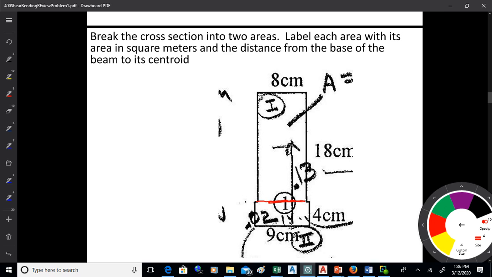Okay, so you want those two areas, you want to multiply them by their centroidal distances, add those two things together, then divide by the total area. That's how you find y bar. So that's the next thing to do.